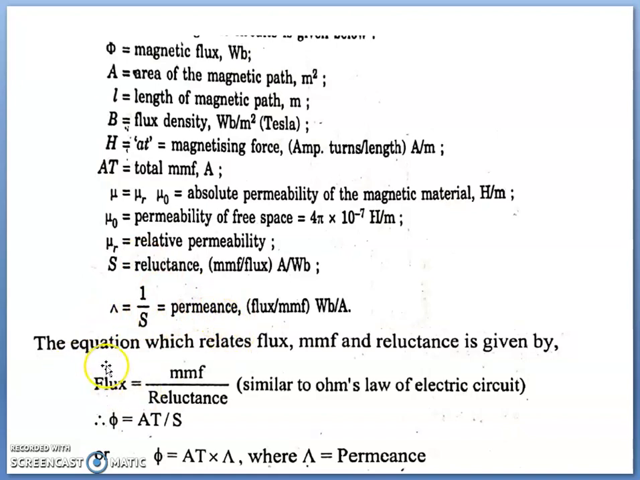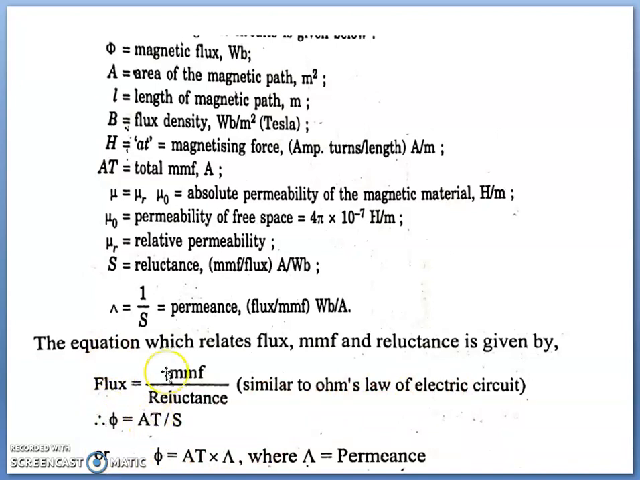The flux equation for calculating the flux in a magnetic circuit is MMF by reluctance. It is very similar to the electric circuit equation, that is, current is equal to MMF by resistance. The similar, or analogous, equation in a magnetic circuit is flux equal to MMF by reluctance. So these are all fundamental equations you are very familiar with.